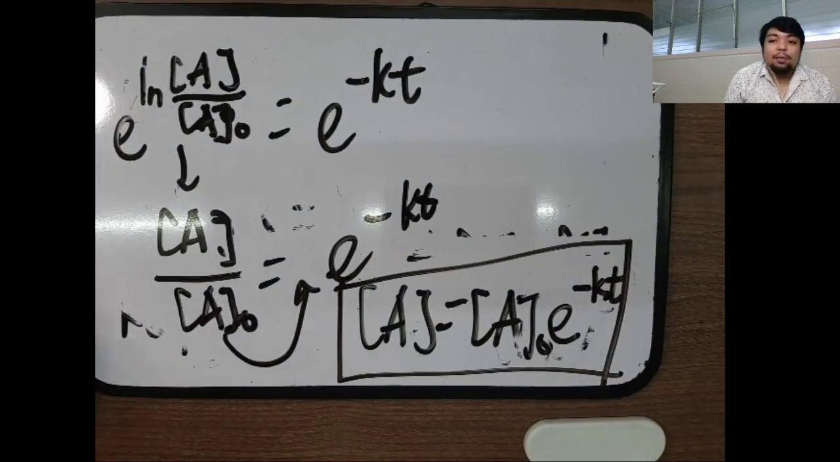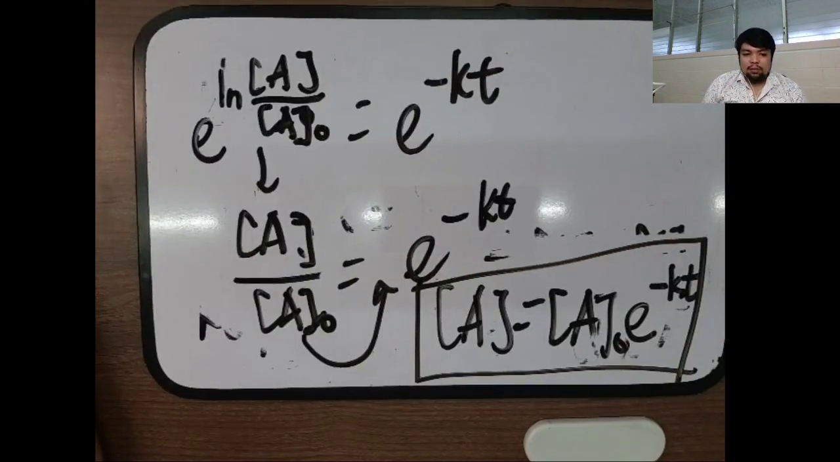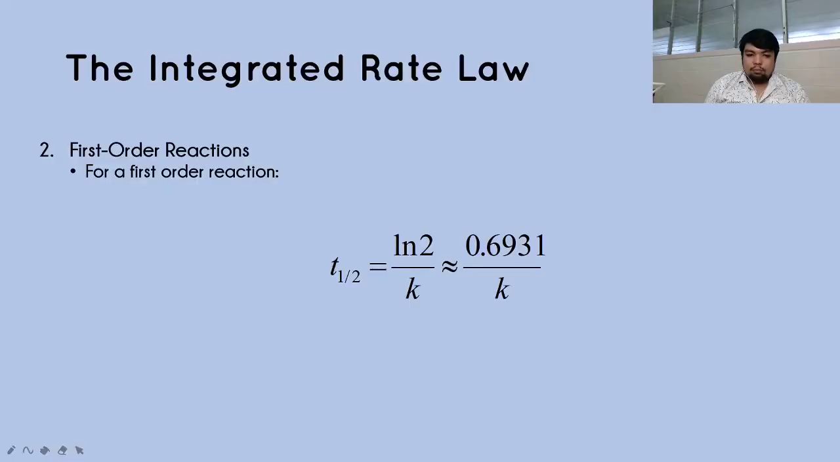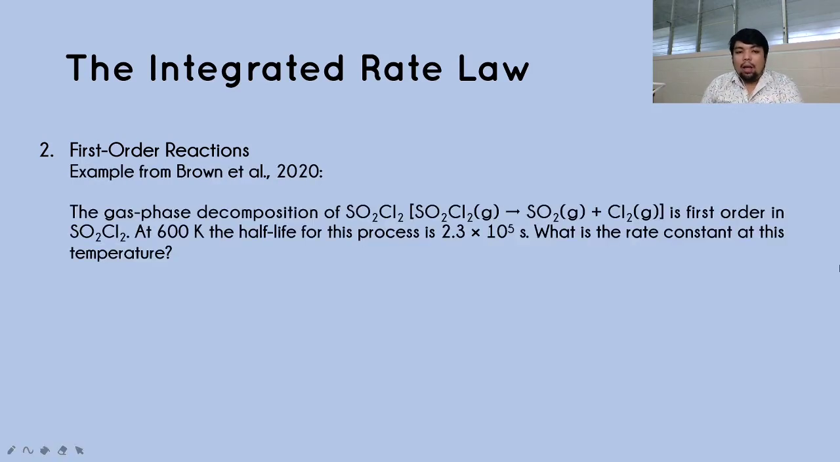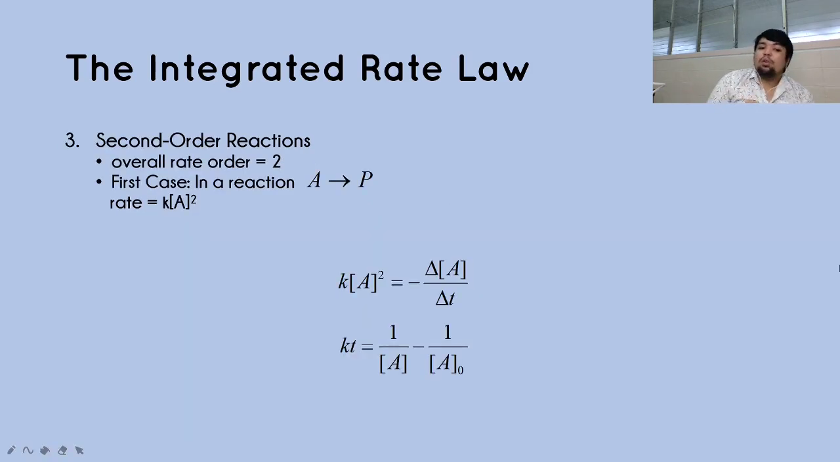Okay, so now let's proceed to a second order reaction. We have seen in the example on our first determination of rate law, particularly the reaction between ammonium and nitrate that we have previously discussed, that the overall order of the reaction is 2. Now there are two cases of a second order reaction. We will only discuss the integrated rate law for the first case.